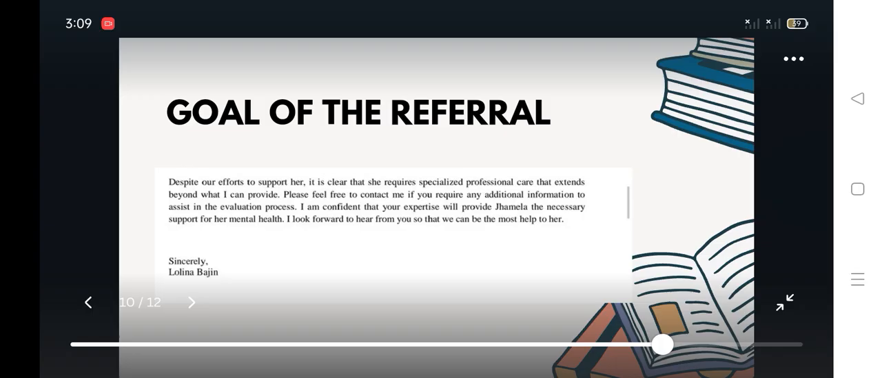In the last part of the letter, we indicated what we hope to achieve and concluded the letter by offering further collaboration. After that, we closed with a formal sign-off, sincerely, and the sender's name below.